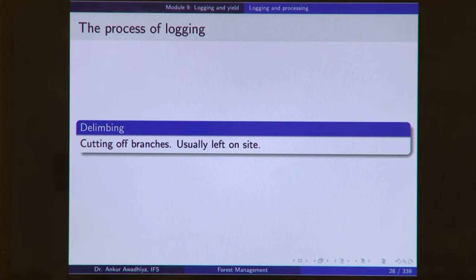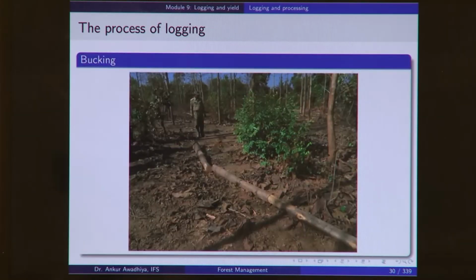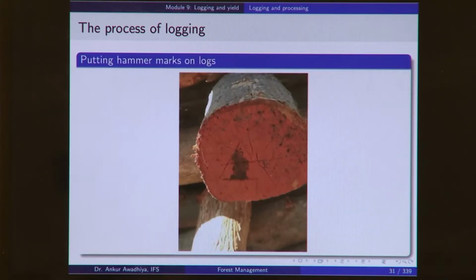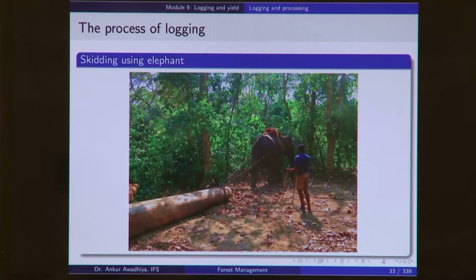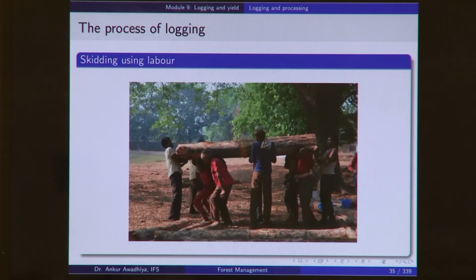Generally these branches are left on the site so as to protect the regeneration and also to act as food for the herbivores. But in our country, because of a dearth of timber, generally these branches are also taken out. Then bucking is the process of cutting the timber to size. Then hammer marks are put on these timber blocks, and then this timber is skidded from the logging area to the landing area, typically using elephants or tractors or labor.